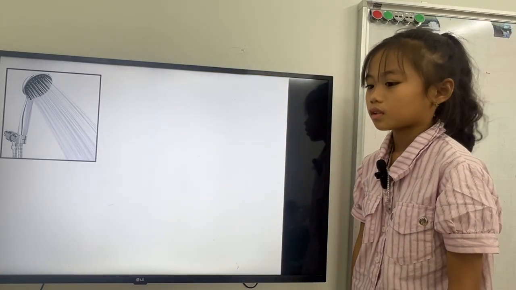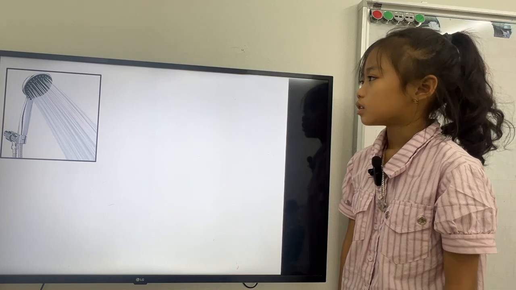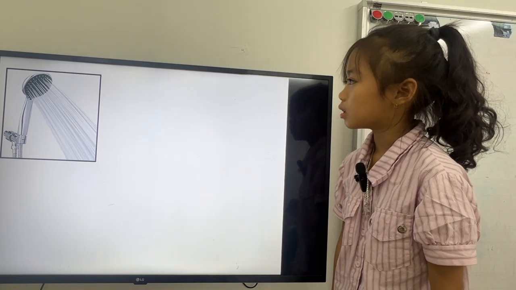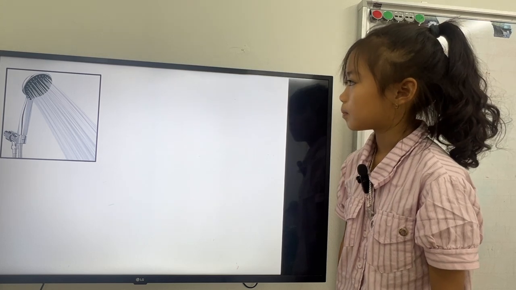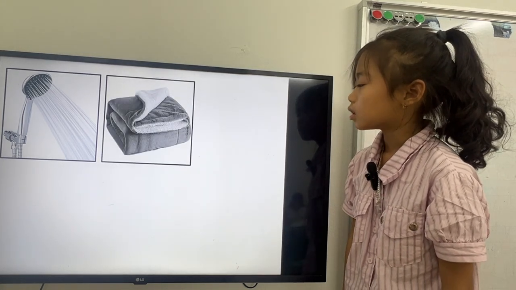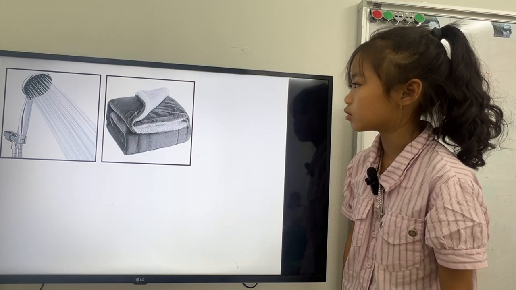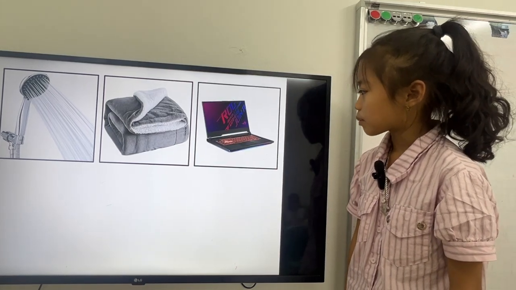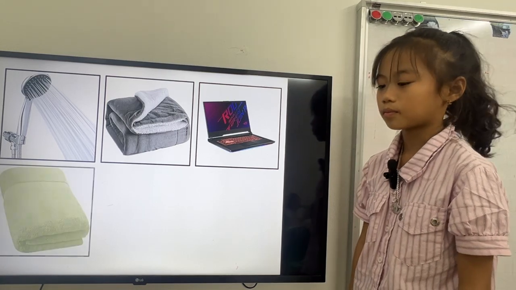Where can we see the shower? The shower is in the bathroom. Where is the blanket? The blanket is in the bedroom. Where is the laptop? The laptop is in the bedroom.